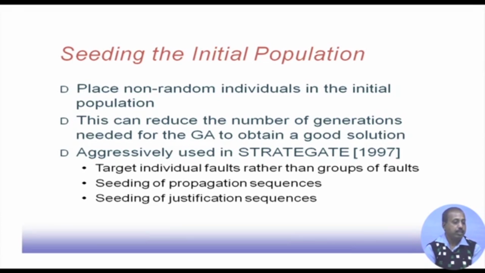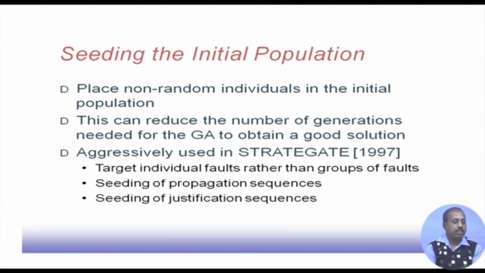So, this can reduce the number of generations needed for the GA to obtain a good solution. So, convergence rate will improve definitely, and this has been used by this particular tool called STRATEGATE. So, it targets individual faults rather than groups of faults, and uses seeding of propagation sequences and seeding of justification sequences.